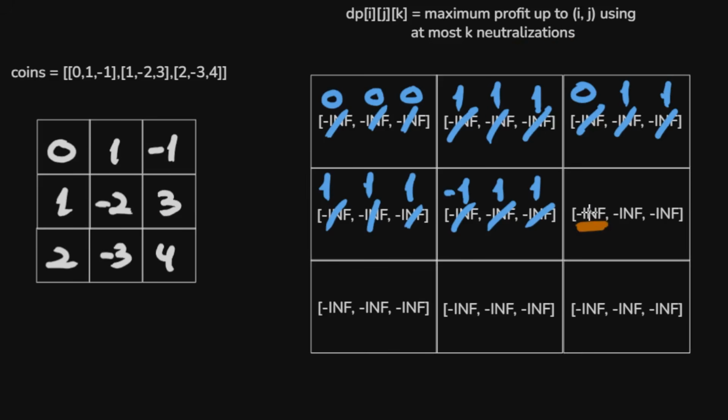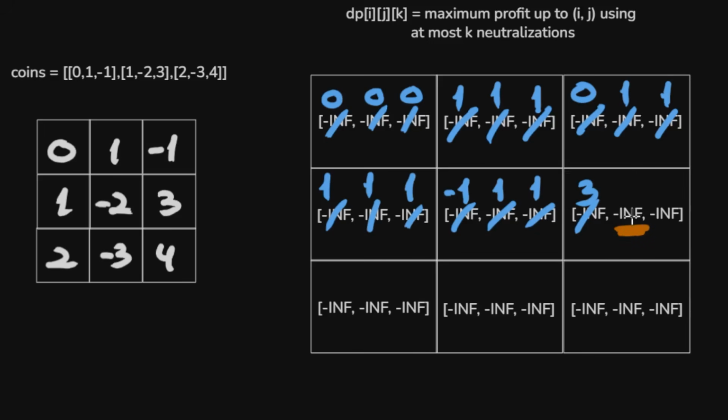What if we use 0 neutralizations and we come from above? Well, we can take the previous accumulated number at the same position and add the current number. This would be 3. What if we come from the left? Well, we take the previous accumulated number at the same position plus 3, and this is 2. The maximum between 3 and 2 is 3, so this is 3.